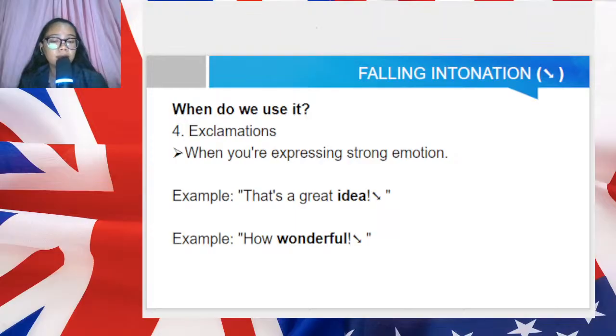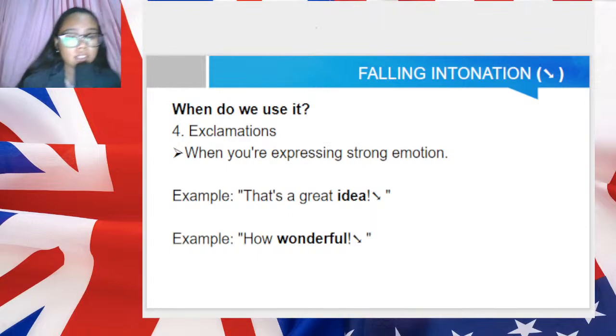Okay, so that's it. So that's for exclamations, everyone. This is where English can truly sparkle with emotion, and intonation plays a huge part in making those strong feelings clear. Now, when we use falling intonation for exclamations, it's about expressing strong emotion in a way that feels complete and definitive. Okay, you can imagine a roller coaster ride.